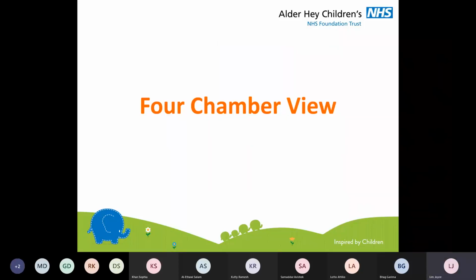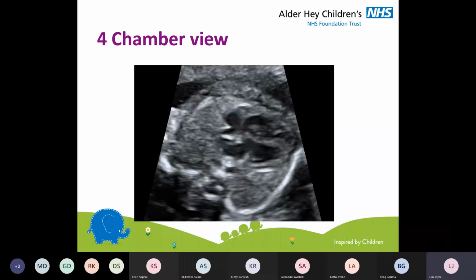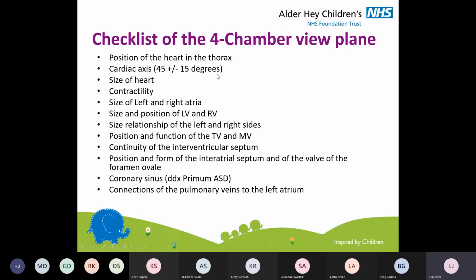So what about the four-chamber view? As I said, after knowing where the situs is, this is normal. You look at the position of the heart, the cardiac axis, the size of the heart. As I said, it should be less than 50% or less than 40% ideally. How does it contract? What's the size of the right and left atrium? What's the size of the right and left ventricle? Are they both apex forming? Is it more trabeculated? Is there more hypertrophy on one side than the other? How is it related? Is it side by side, or is it looking funny with those upstairs, downstairs ventricles?